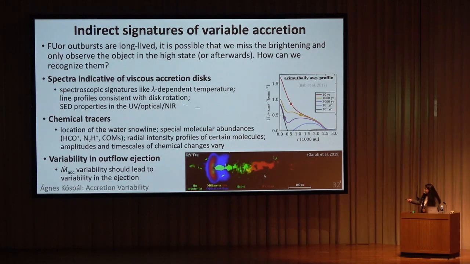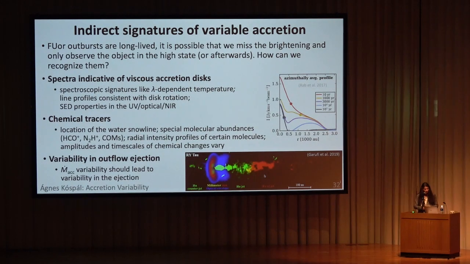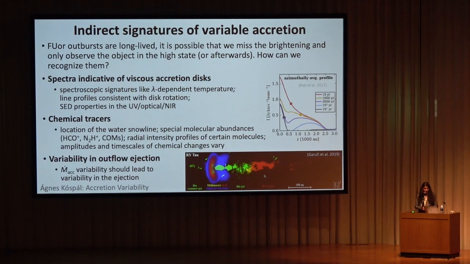If they are still in the high state, then of course we can look for spectra indicative of these viscous accretion disks I explained earlier. For example, by checking if the effective temperature that you determine from their spectra has a wavelength dependence, or if the line profiles are consistent with disk rotation. You can look for special chemical tracers because, for example, in the high state, the water snow line is much farther out in these systems than in a quiescent system. And because of that, you may sublimate lots of different molecules that are normally in the ice phase. And then you may see, for example, increased abundances of complex organic molecules.